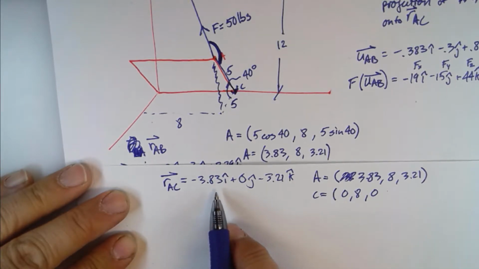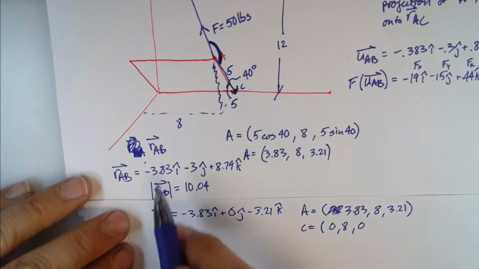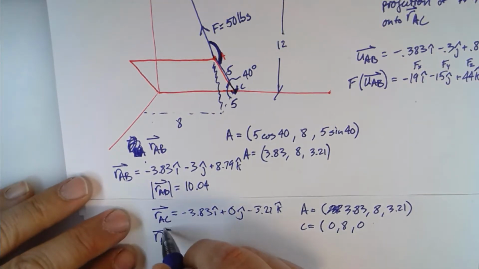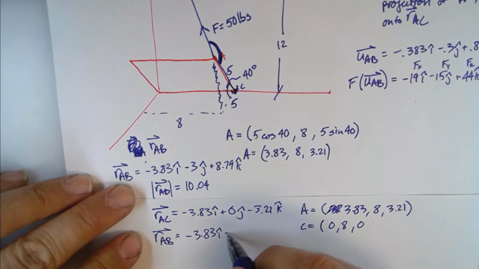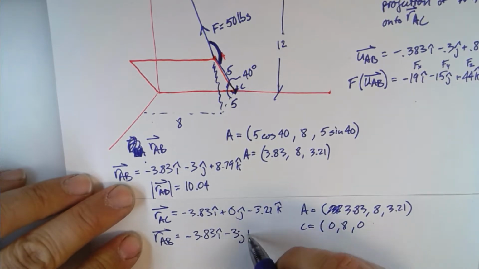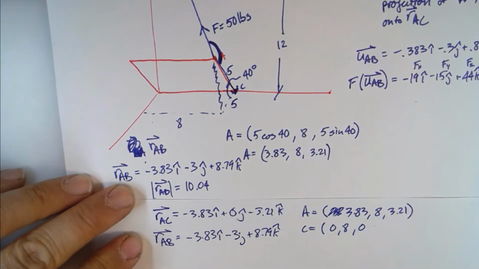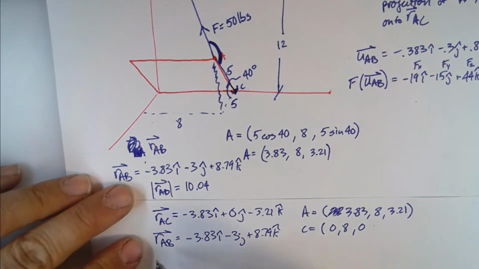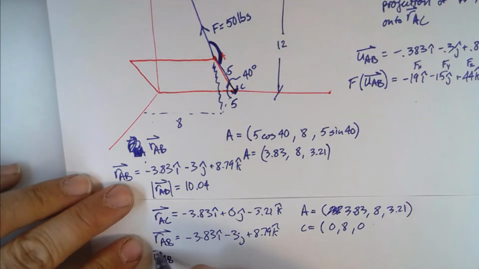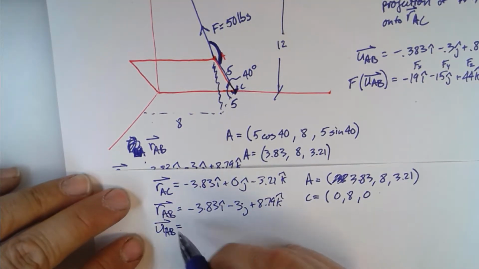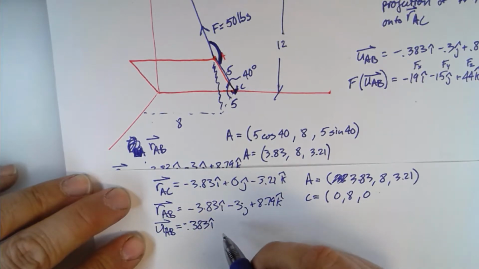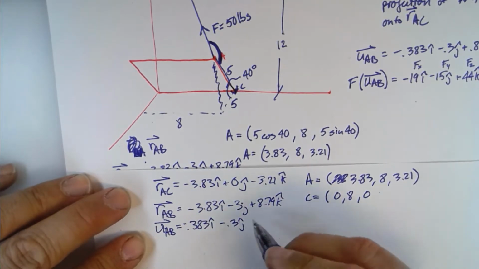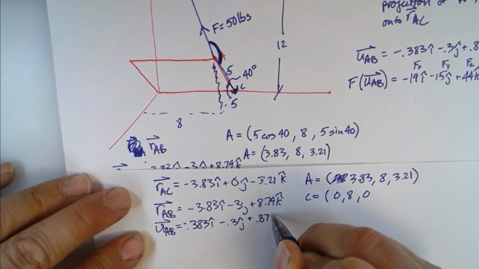So here's RAC. We had RAB up here, which is negative 3.83i minus 3j plus 8.79k. All right? And we're looking to find... and then we had UAB as well. UAB we said was negative 0.383i minus 0.3j plus 0.879k.